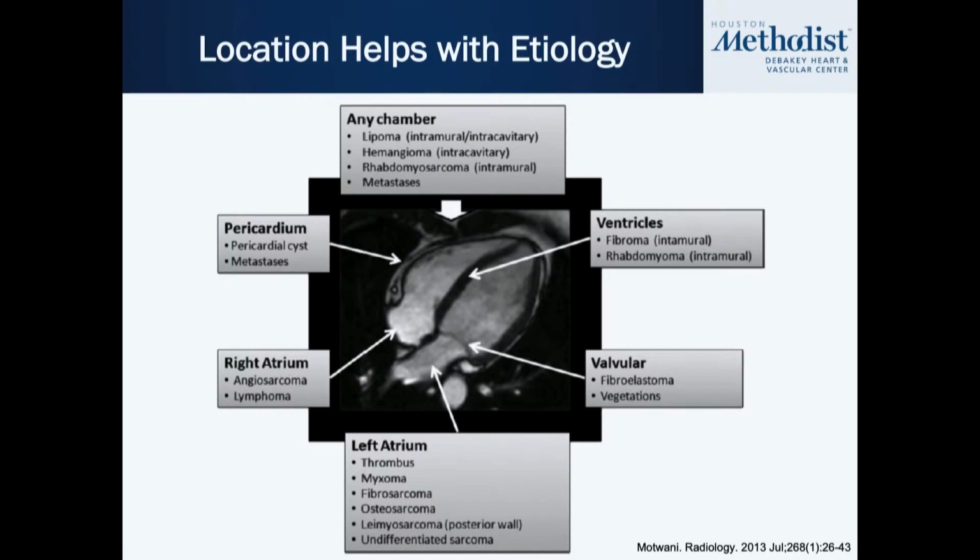If I have a structure extending into the pericardium, I know this is most likely an invasion, and this is probably a malignant mass, either metastatic or a malignant primary cardiac tumor. If I have a mass sitting on the valve, I know this is likely a fibroelastoma or a vegetation. So knowing the location is very important.